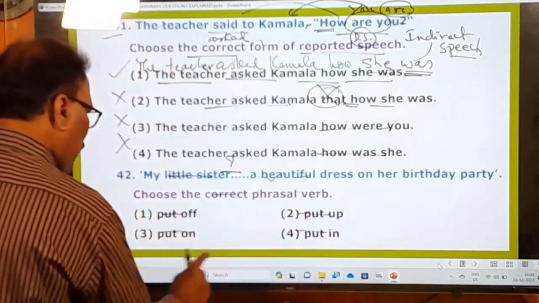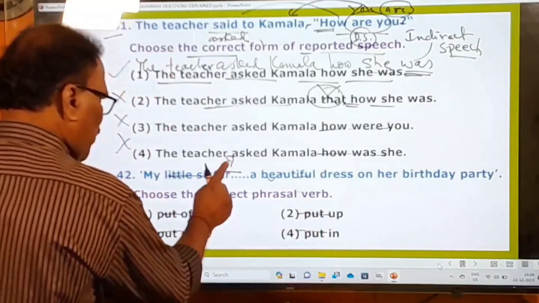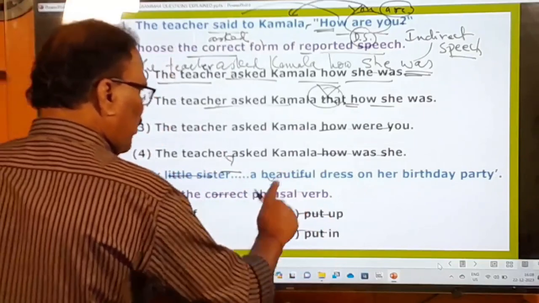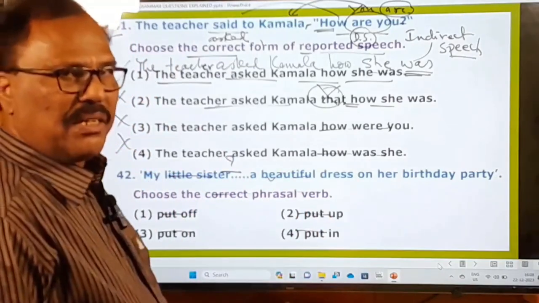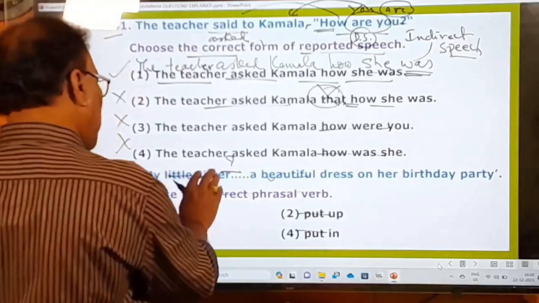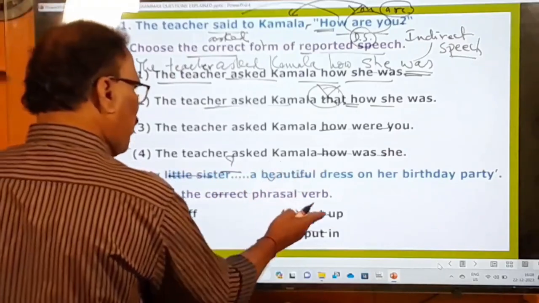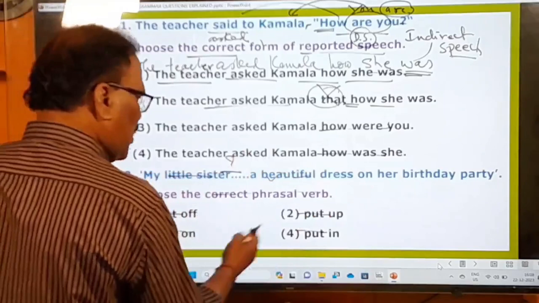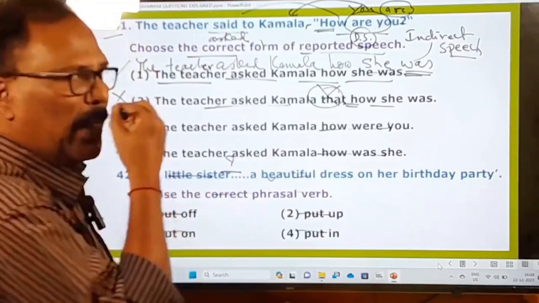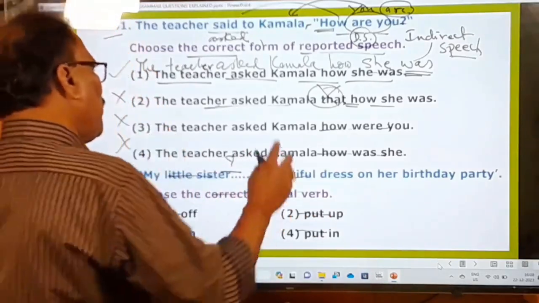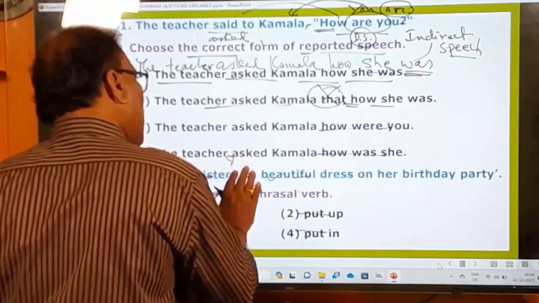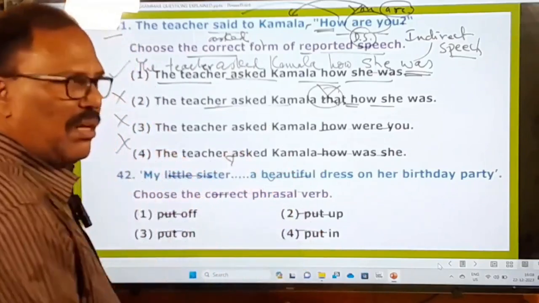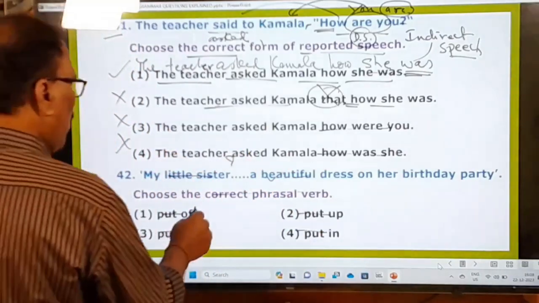So out of these four phrasal verbs, you have to choose the right answer according to the context of the given sentence. My little sister put off a beautiful dress, or put up a beautiful dress, put on a beautiful dress, put in a beautiful dress. Which is the right one here? But before you choose the correct answer, let us see the meanings of these phrasal verbs. See here, put off means what?